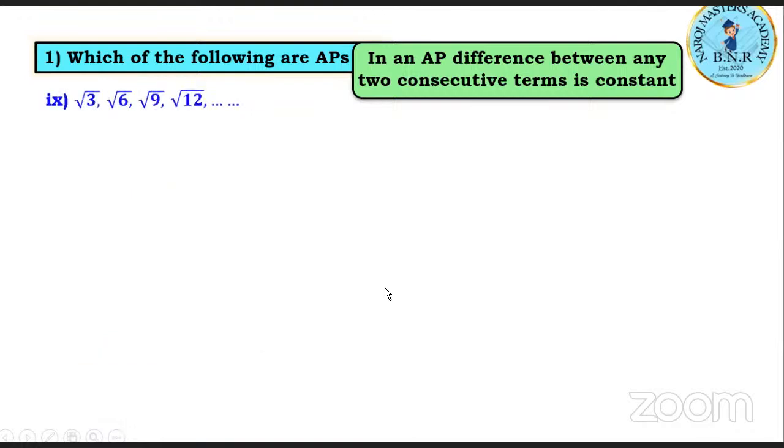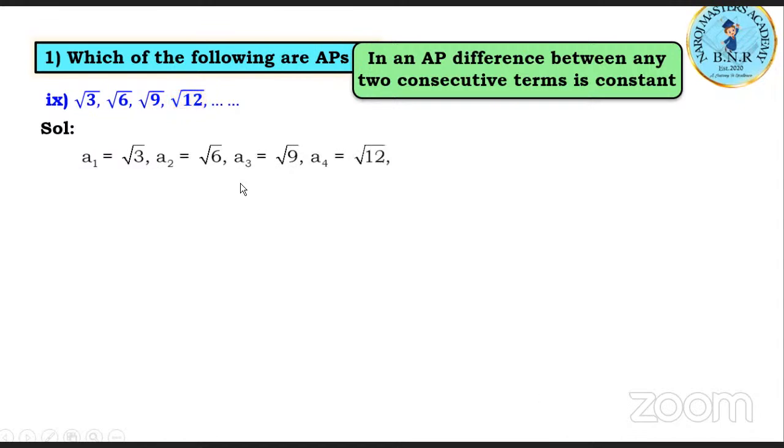Can you check this? Root 3, root 6, root 9, root 12. What is our first step? We have A1, A2, A3, A4, so identifying the number of terms and the name of the term. What is the value of A1 here? Root 3. A2, root 6. A3, root 9. A4, root 12.